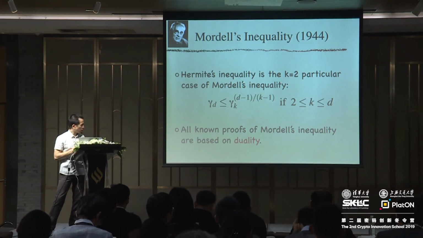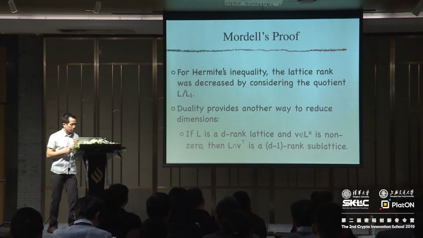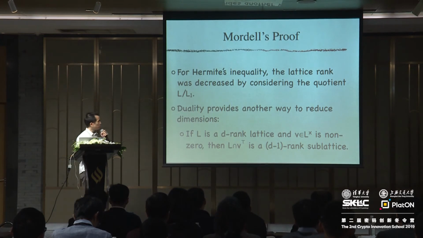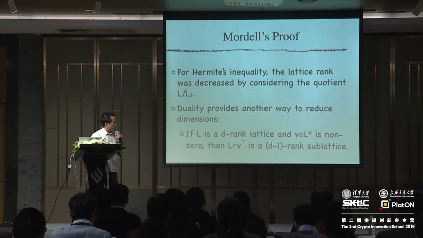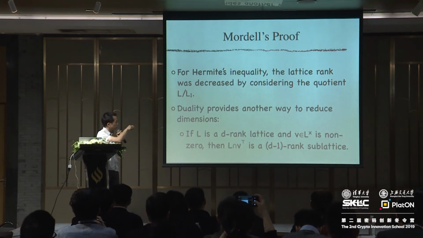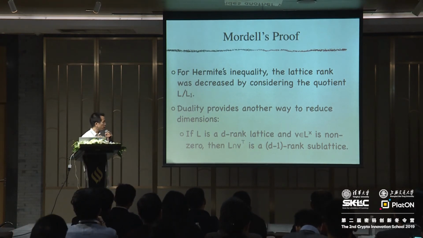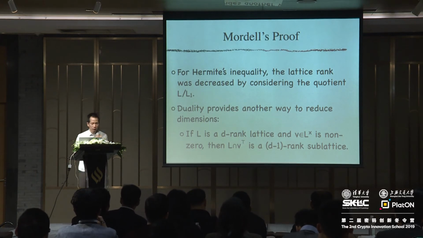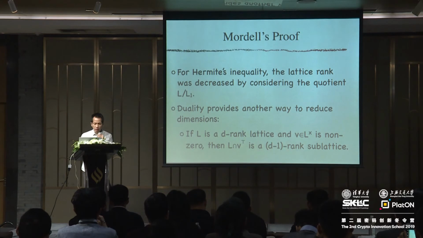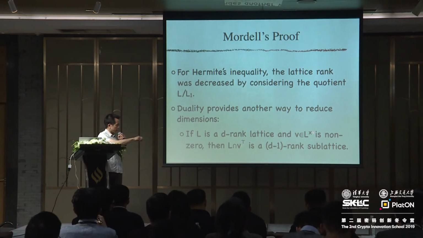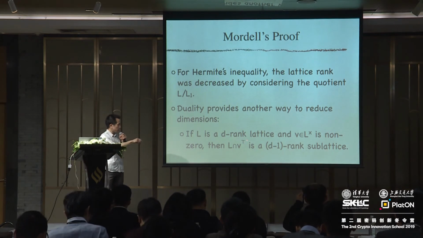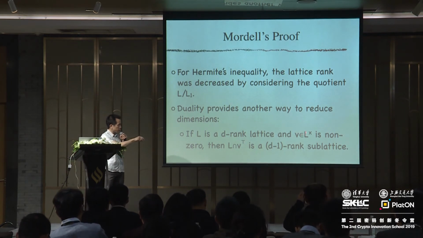So why does duality matter? Remember when we proved the Hermite inequality, we did that by considering the quotient L divided by L1. So duality gives you another way to reduce dimension. How do you do that? You take a lattice, and you take a vector in the dual lattice, call it V. Now consider the hyperplane orthogonal to this dual vector.